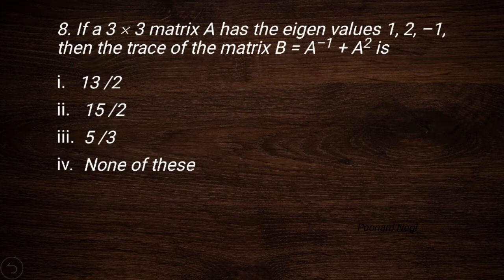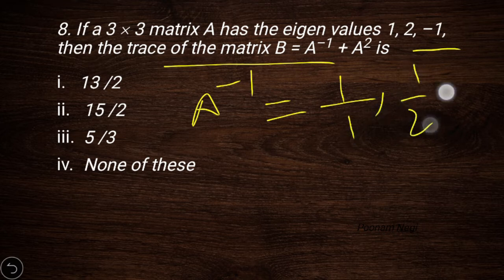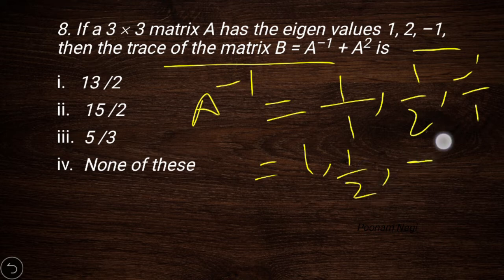Next question is, if a 3 by 3 matrix A has the eigenvalues 1, 2, minus 1, then the trace of the matrix... Trace of the matrix means you have to calculate the sum of the eigenvalues. Now, for calculating the eigenvalues of A inverse, we know that if lambda is an eigenvalue of A, then 1 upon lambda will be an eigenvalue of A inverse. That means the eigenvalues will be 1 upon 1, 1 upon 2, minus 1 upon 1, that is 1, 1 upon 2 and minus 1.